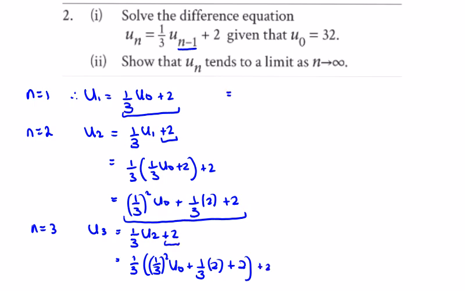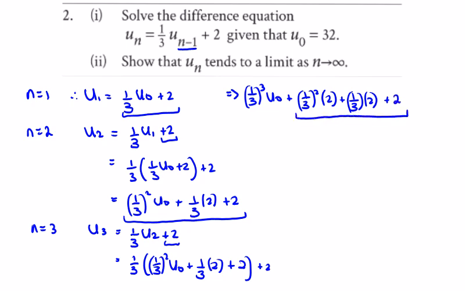And if we multiply that out, this becomes a third to the power of 3 by u0 plus a third to the power of 2 times 2 plus a third times 2 plus the 2 at the end. I'm going to separate them out now. So therefore un is equal to, we have a 3 here, so it's going to be a third to the power of n times u0 plus this geometric progression up above.